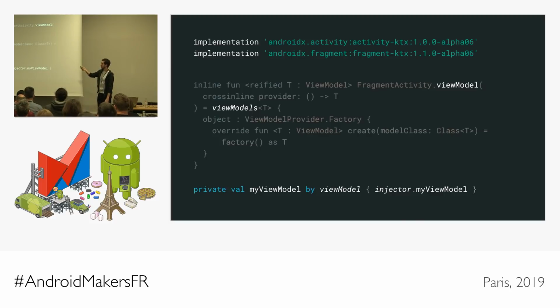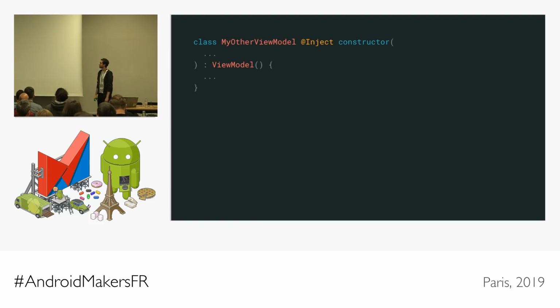The view models extension is just like the view model providers. It also receives a factory, and we didn't change anything there. It's the same factory wrapping the lambda. So in the end, that's what I get. That's finally something decent. So let's say I want to add another view model in my app, for instance.